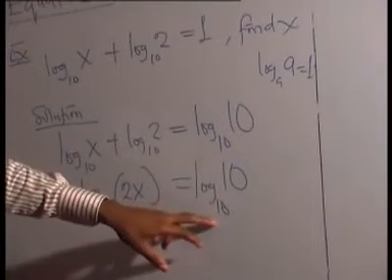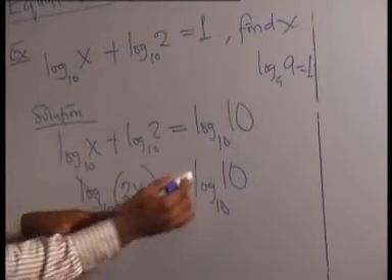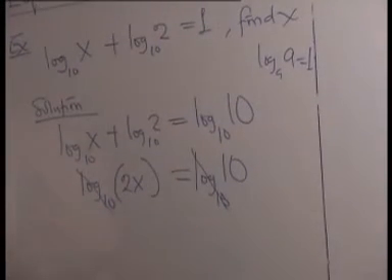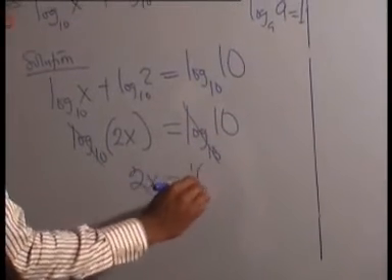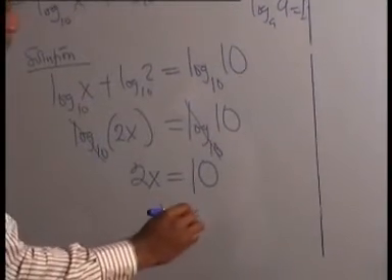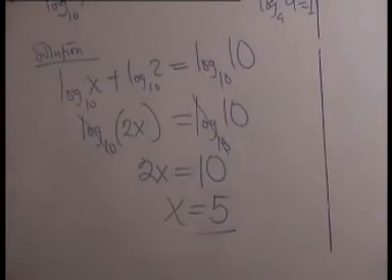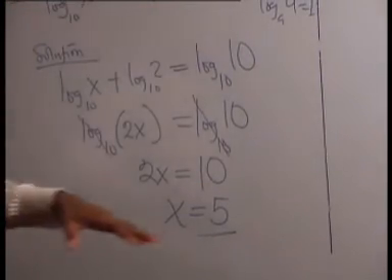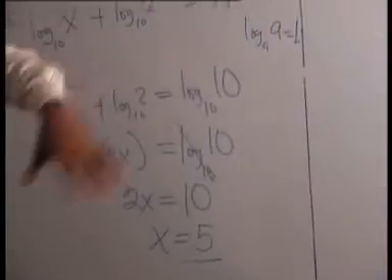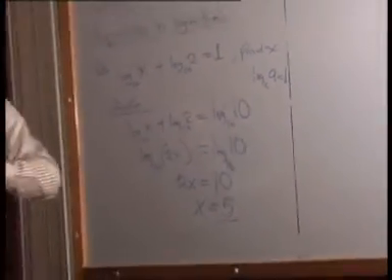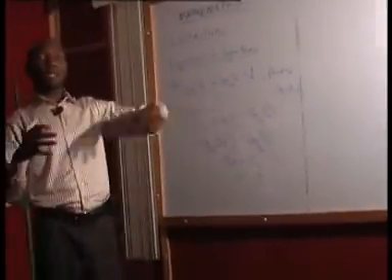We're changing this so that log 10 can take care of log 10. That means that our 2x is now equal to 10, and our x equals 10 divided by 2, which is 5. So, for the last part, I'll be giving you questions and I'll put in the answers there so that you can solve on your own and see how far you have learned.